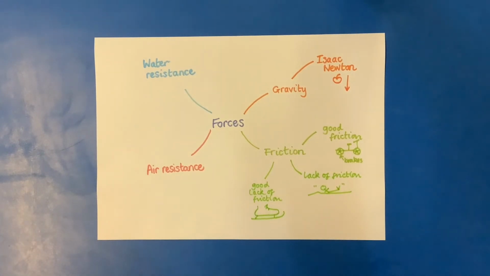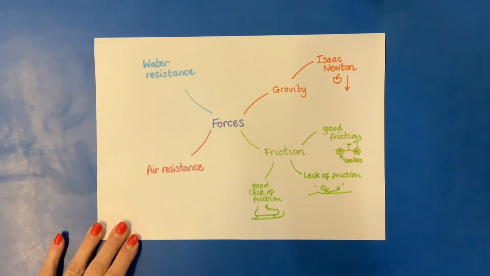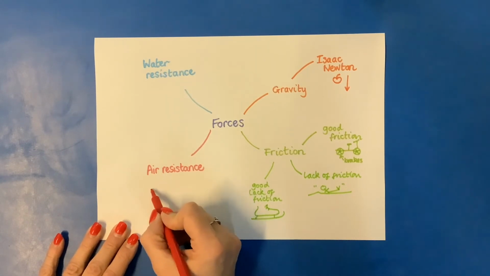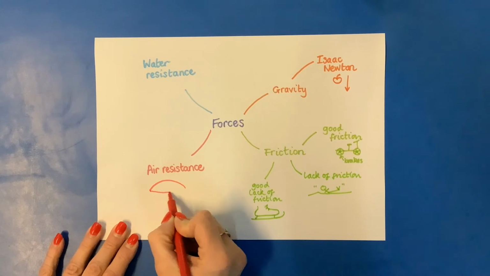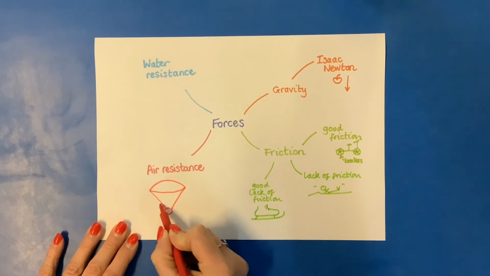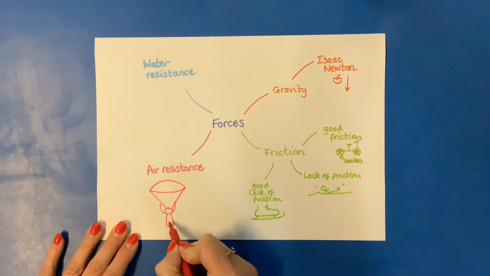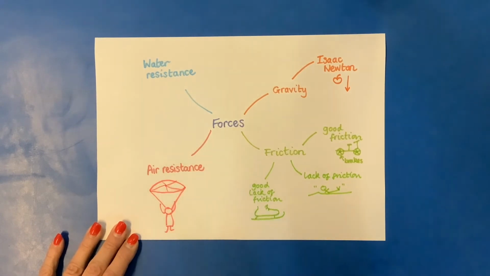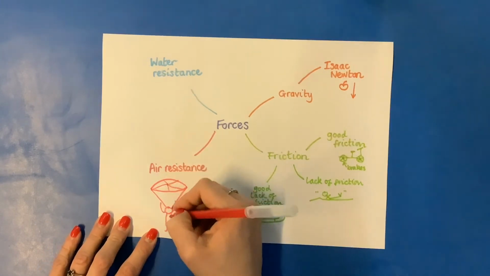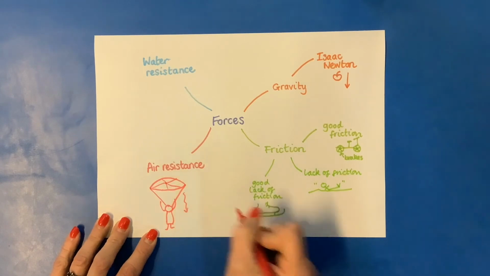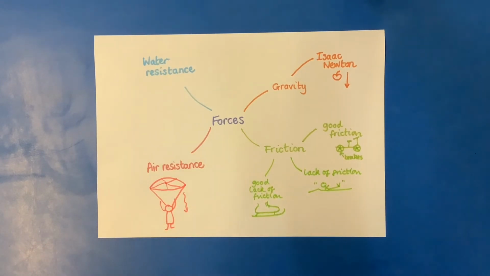Okay, let's have a think about air resistance. Now, what do I know about air resistance? I'm not entirely sure, but I think it's something to do with parachutes, maybe. I'm going to draw a little person on a parachute, holding on, falling to the ground. I think something happens with the parachute, which means they fall much slower. But I'm not 100% sure about air resistance. I'd have to do a bit more research.